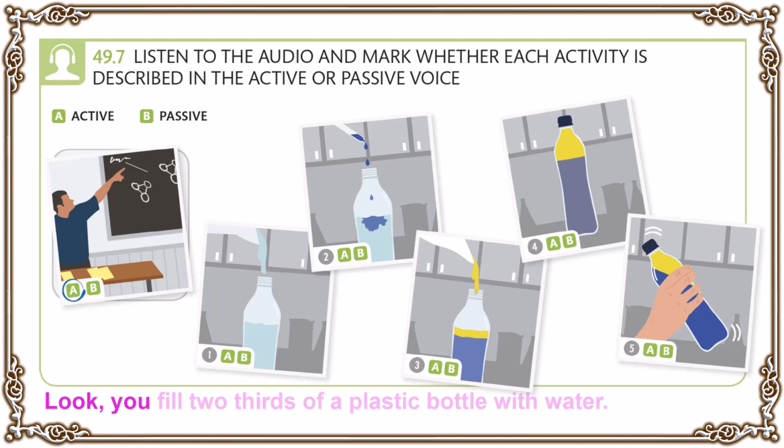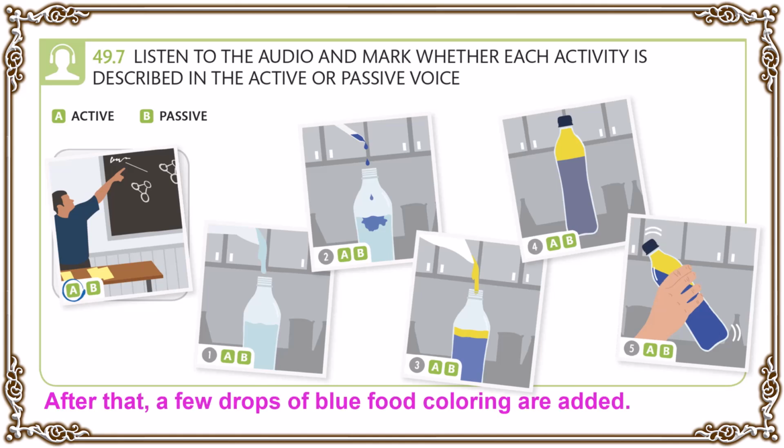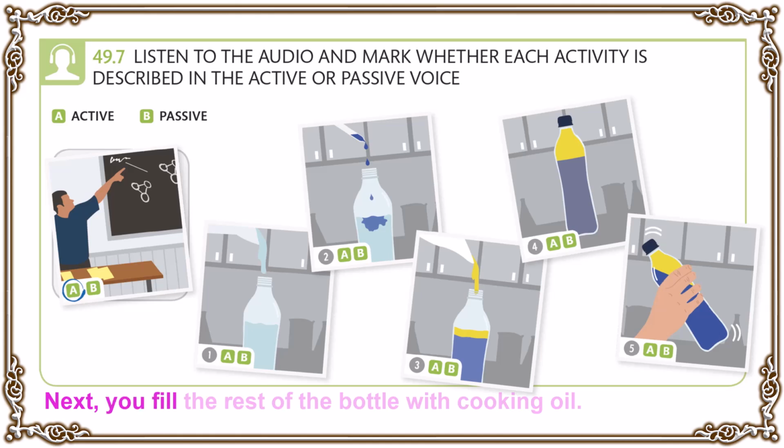Look, you fill 2/3 of a plastic bottle with water. After that, a few drops of blue food colouring are added. Next, you fill the rest of the bottle with cooking oil. The oil floats on the water.